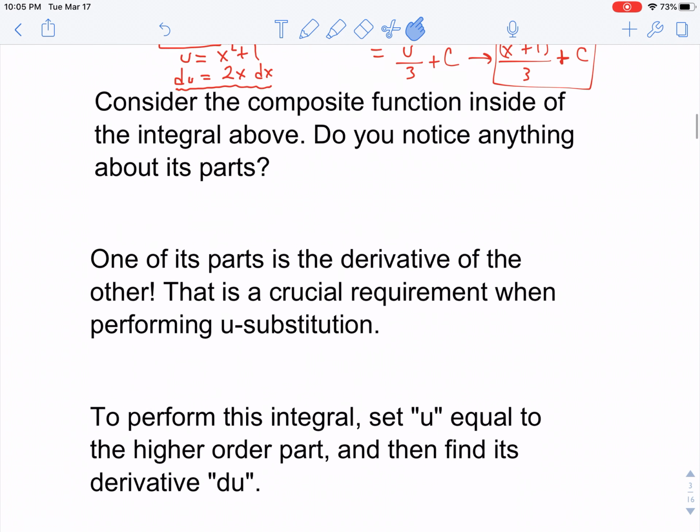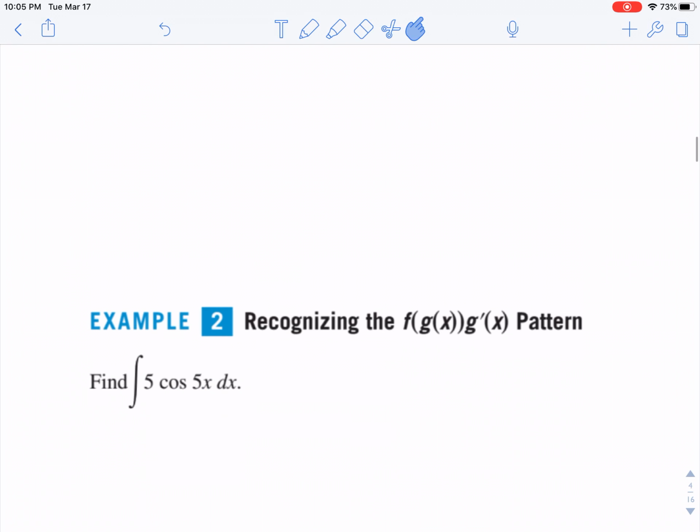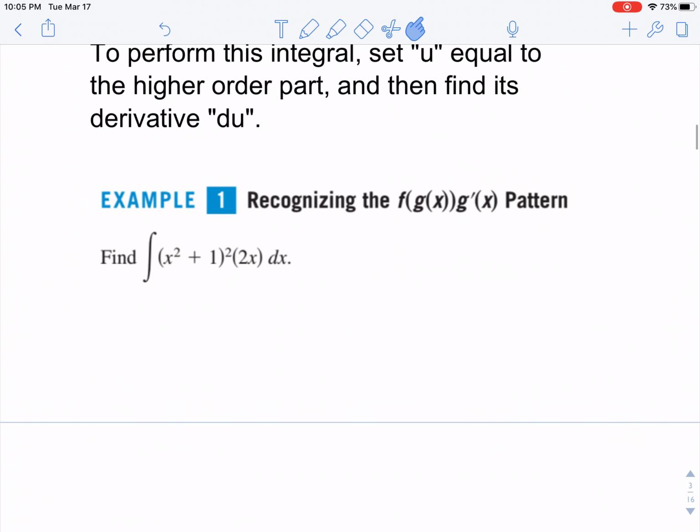So there you have it. That is integration by u sub. We'll stop this video now and we'll try example 2 in the next video.